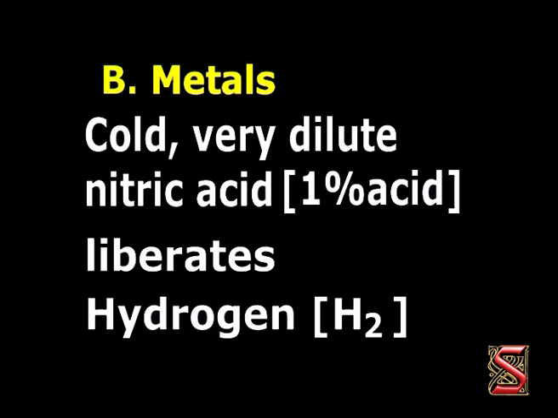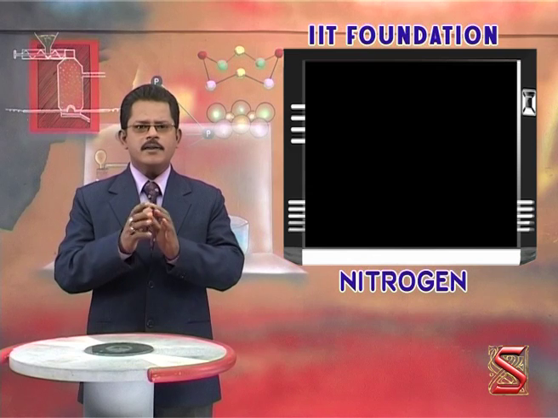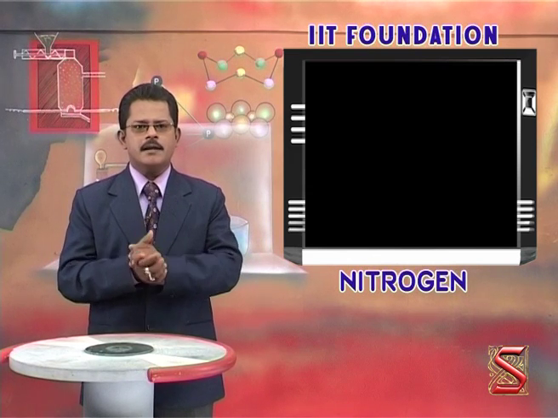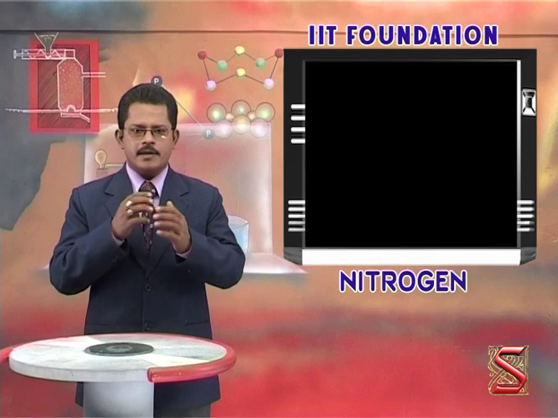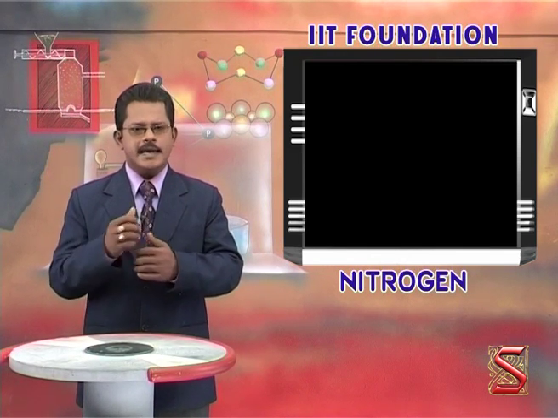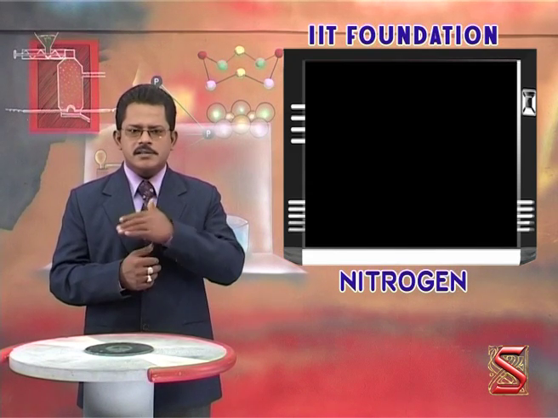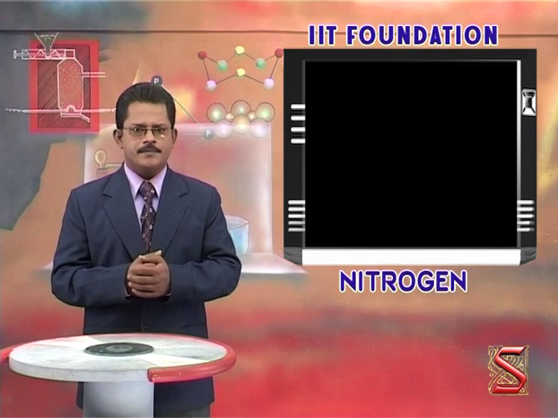With metals, cold dilute nitric acid, that is 1% acid, liberates hydrogen. Magnesium Mg, that is a metal, with 2HNO3 gives rise to Mg(NO3)2 plus H2. Hydrogen is generally not liberated when dilute nitric acid reacts with metals. Nitric acid is a powerful oxidizing agent and the nascent oxygen formed on decomposition oxidizes the hydrogen to water.